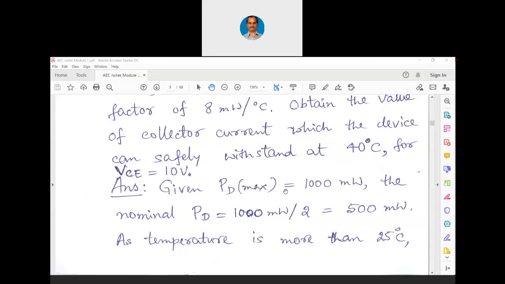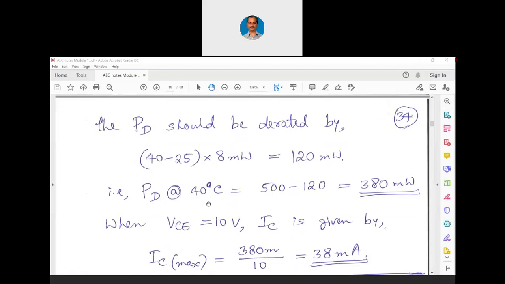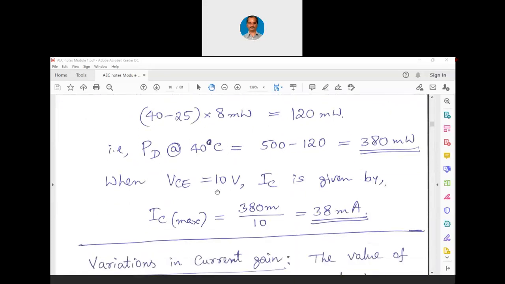Given PD max is 1 watt, nominal PD is 1 watt by 2, which is 500 milliwatt. We have to use it at half of its power. As temperature is more than 25 degrees centigrade, the PD should be derated by (40 minus 25) into 8 milliwatt. In this 40 minus 25, 25 is the ambient temperature, so this is the excess temperature. That is 120 milliwatt. So the power dissipation at 40 degrees centigrade is 500 minus 120, which is 380 milliwatt. When VCE is 10 volts, IC is given by, you already know, current is nothing but power divided by voltage. So 380 milliwatt divided by 10 is 38 milliamps.